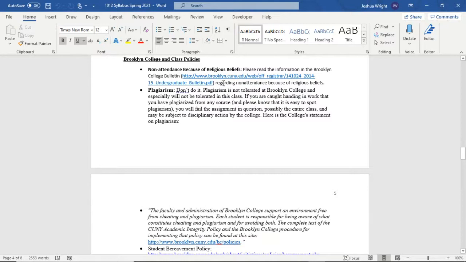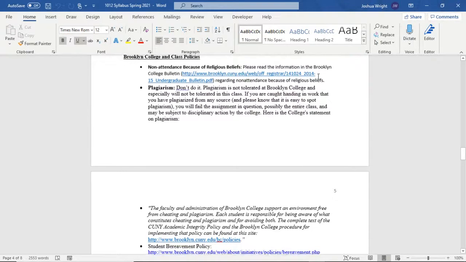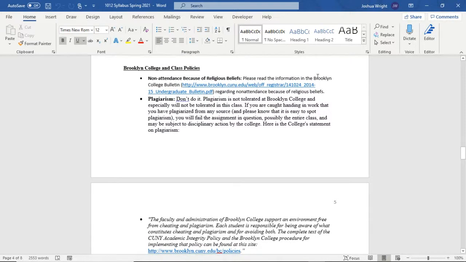But if this does affect you, by all means, let me know, and you won't be punished. I would never punish anybody for something like that. Plagiarism, simply put, don't do it. Just don't do it. It's not tolerated, and I will not tolerate it. It's not tolerated by the college. It's not tolerated by me.